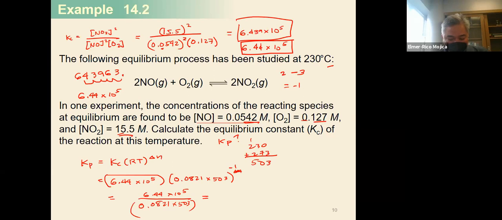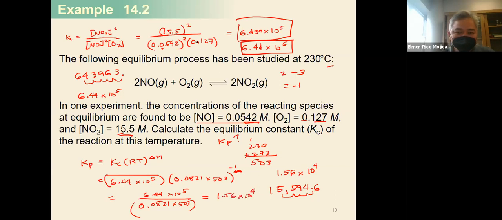So I have 6.4 exponent 5 divided by 0.0821 times 503. So again, this will come out like this. Right? So if I'm going to round it up, 1, 2, 3, 4, and then I need 3 significant figures. So this will be like that one.